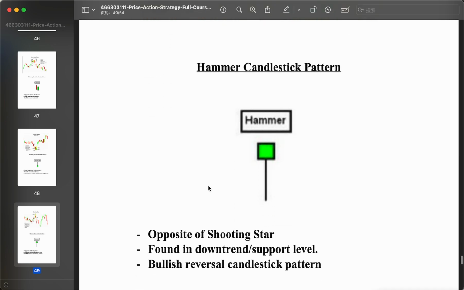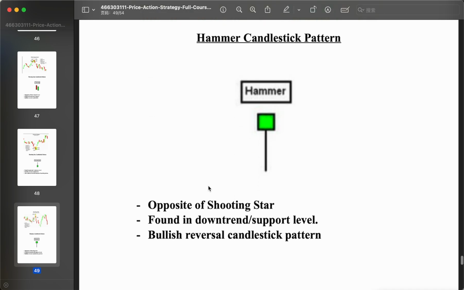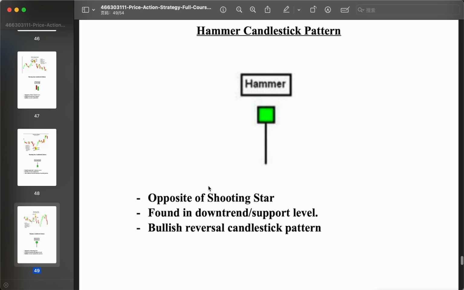So this is a hammer candlestick pattern. This is the opposite of the shooting star. It could be found in a downtrend and at a support level. This is a bullish reversal candlestick pattern. So you are seeing the opposite of the shooting star. You're seeing more shadow, a longer shadow compared to the bar.